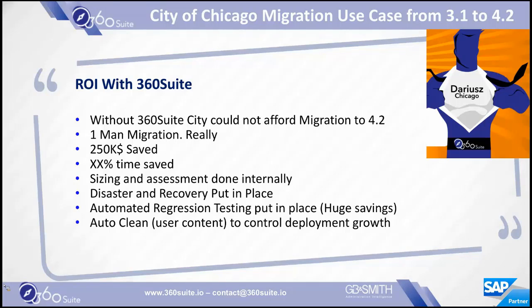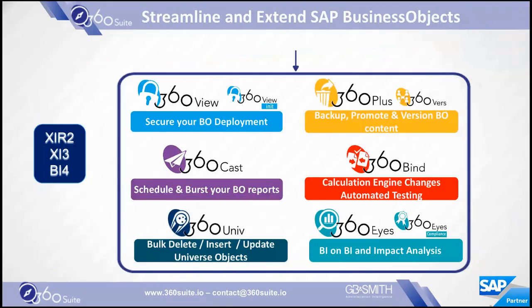Also, a huge help in our key conversion was the 360 Bind, which is automated regression testing. This tool compares the original report to the output, which with thousands of converted web view reports is a huge deal. So whoever went through desk migrations knows what I'm talking about. So that's basically it in a nutshell.